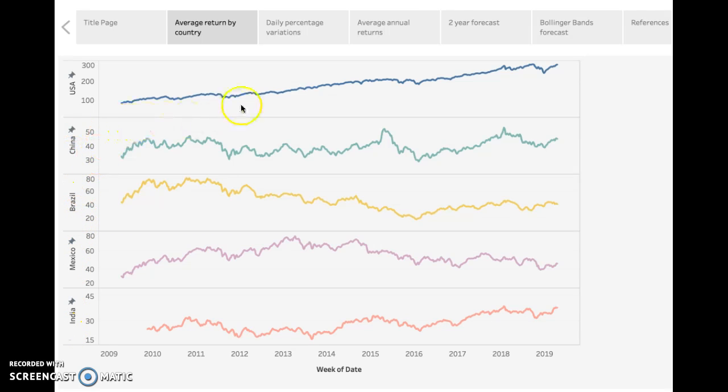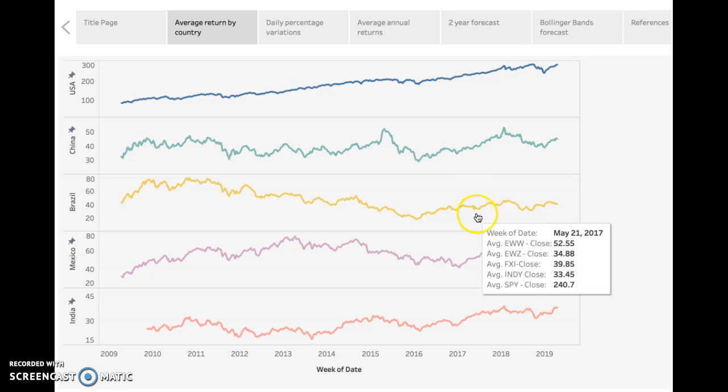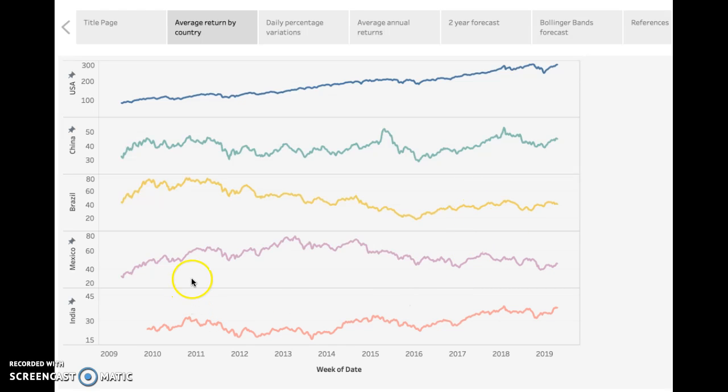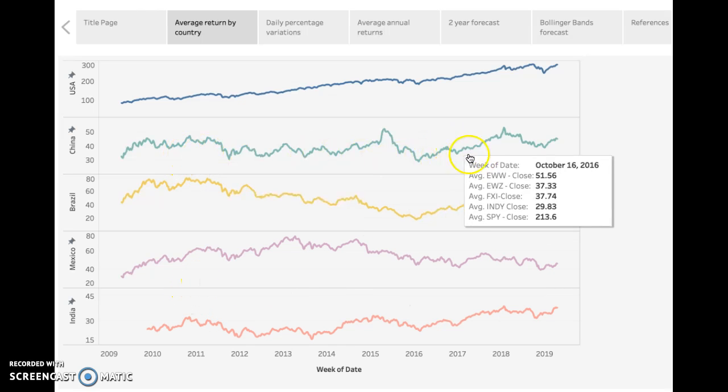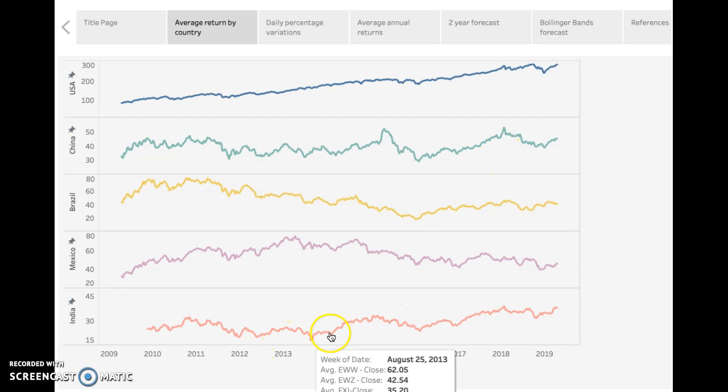We can clearly see that the United States has been in an upward trajectory from 2009 up until 2019. The same cannot be said for other countries. We notice that Brazil is in a bit of a downtrend, same thing with Mexico. China is more or less range bound, and India has been flat but experiencing a little bit of growth lately. So this chart indicates that if we were to invest money in the United States in 2009, we'd be a lot happier in 2019.